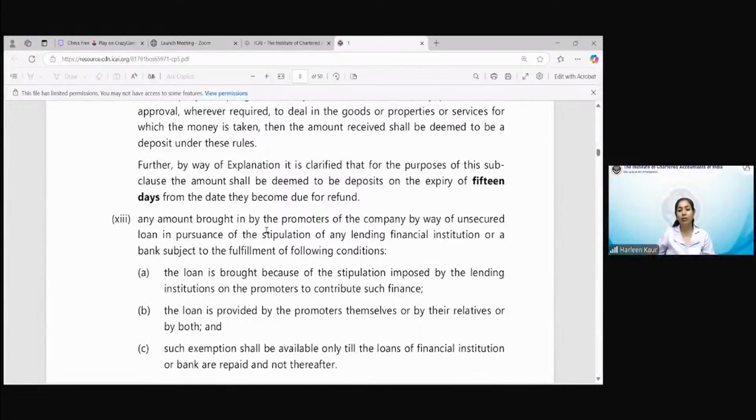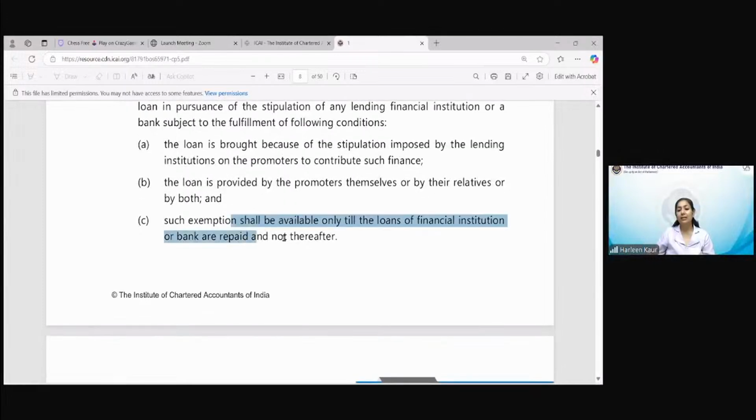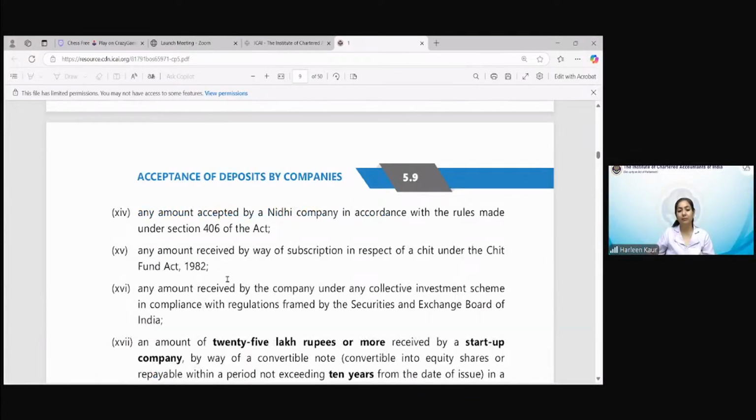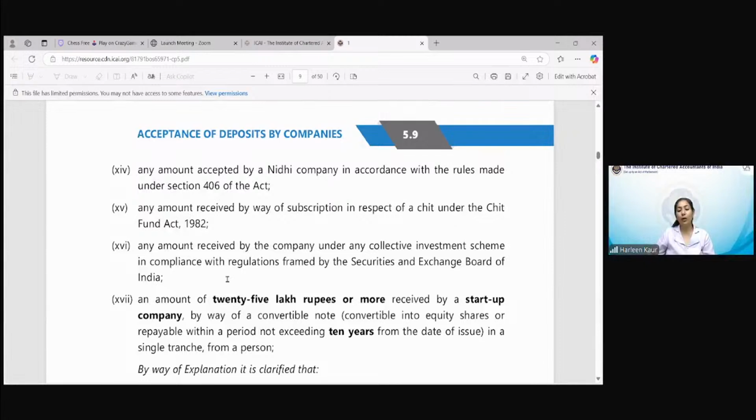Promoter point is also clear to all of you. Promoters or his relatives, any loan is given, but only the exemption is available till the loans are equal. Now the last 4-5 points quickly let's do from here. Amount accepted by the Nidhi company. So any amount received by Nidhi company is also not considered as a deposit.